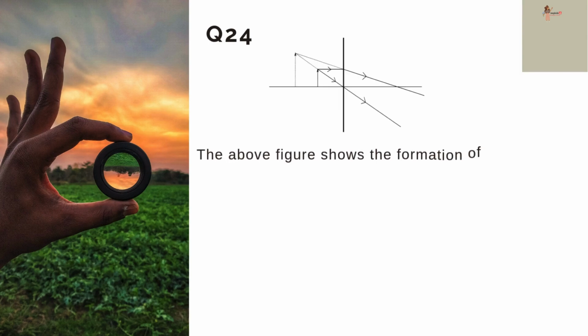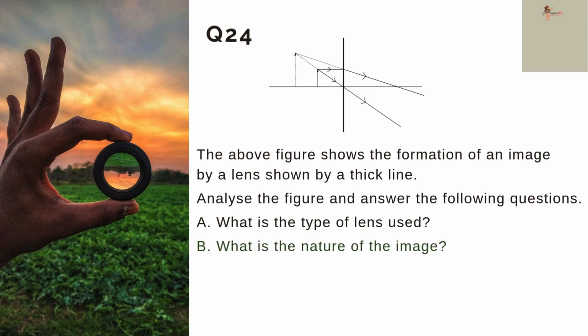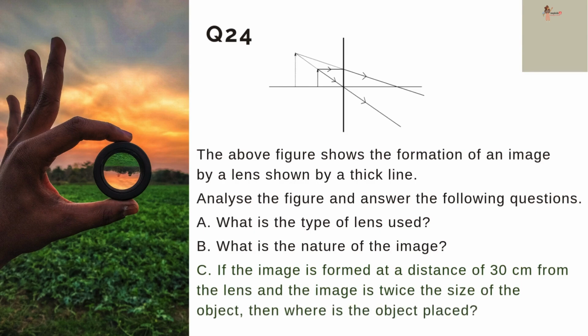The figure shows the formation of an image by a lens shown by a thick line. Analyze the figure and answer the questions. What is the type of lens used? What is the nature of the image? If the image is formed at a distance of 30 cm from the lens and the image is twice the size of the object, then where is the object placed?